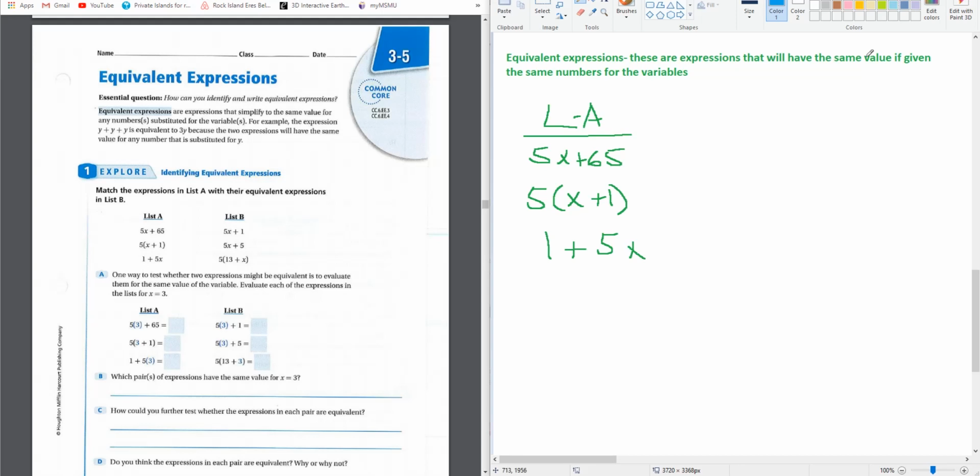According to list B, we have 5x plus 1. We have 5x plus 5. We have 5 parenthesis 13 plus x. All right. So our job right now is to figure out which one of these are equivalent to each other. And the way we do that is we pick a value for our x and we plug it into both. If they are equivalent, they will have the same answer.